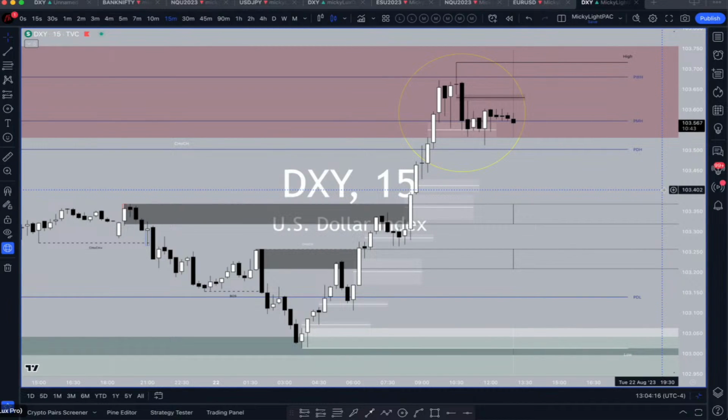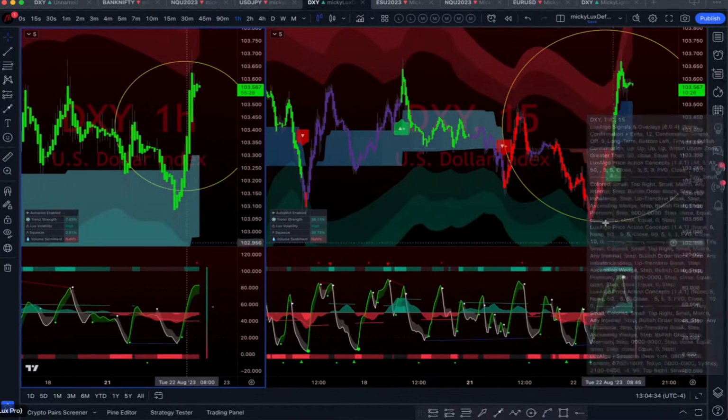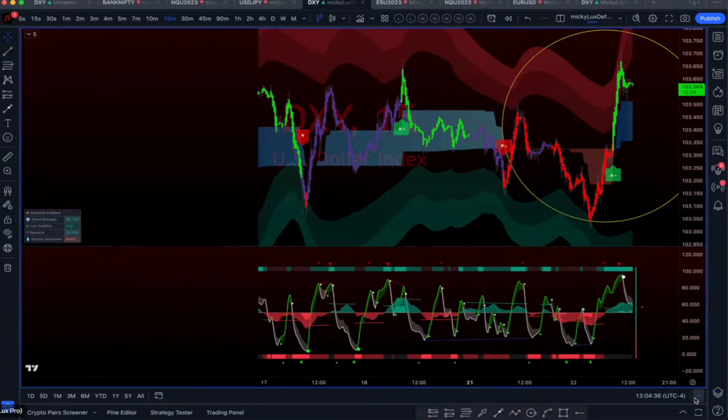Or I could use a signals and overlay template to find an entry. So whatever works best for you, you can mix and match. Let's head over to the dollar index on a lower time frame. Okay, here we are.